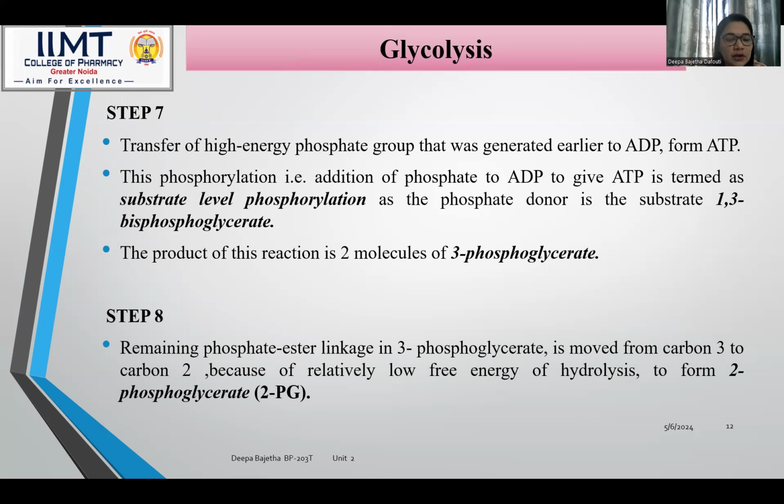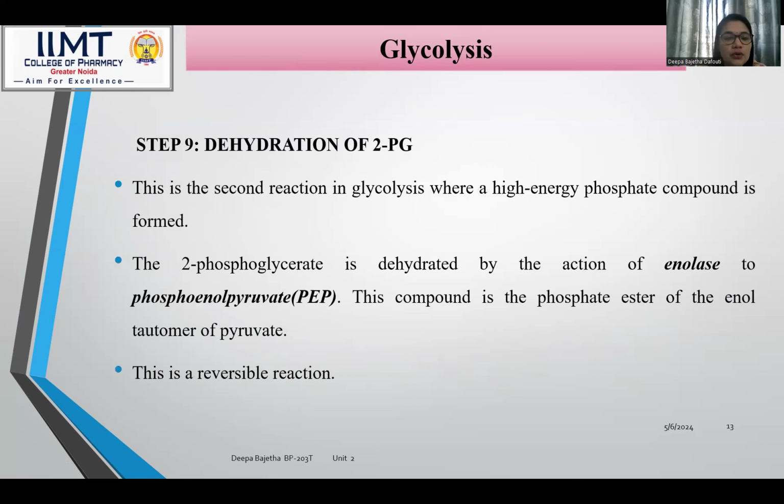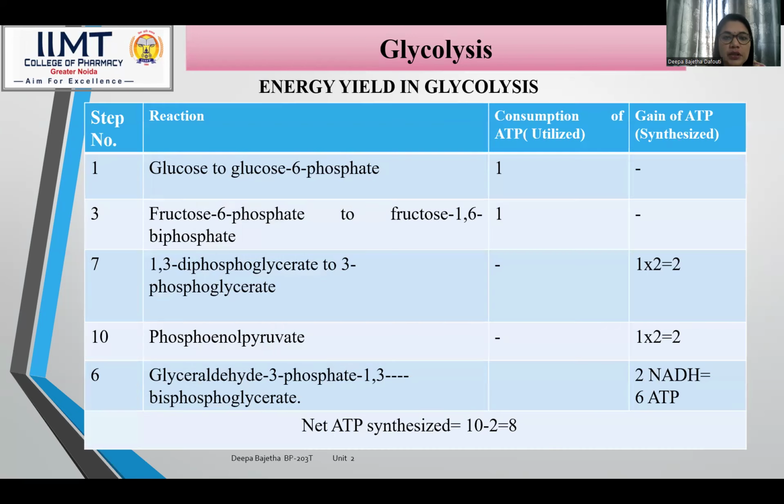Step 8. The remaining phosphate ester linkage in 3-phosphoglycerate is moved from carbon 3 to carbon 2 because of its relatively low free energy of hydrolysis, to form 2-phosphoglycerate. The ninth step is called the dehydration step, in which 2-phosphoglycerate is dehydrated with the help of the enolase enzyme and converted into phosphoenolpyruvate. The compound is the phosphate ester of the enol tautomer of pyruvate. This is a reversible reaction.